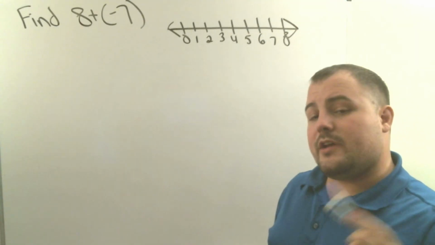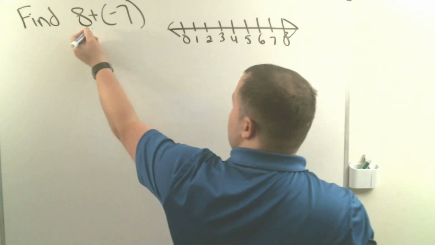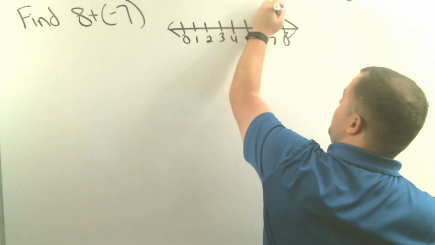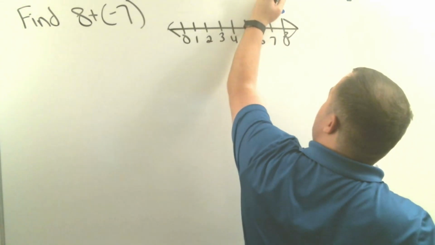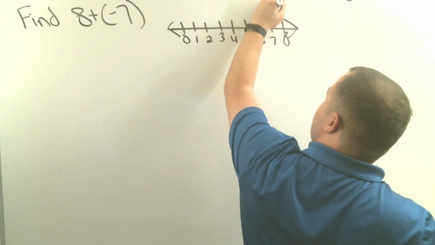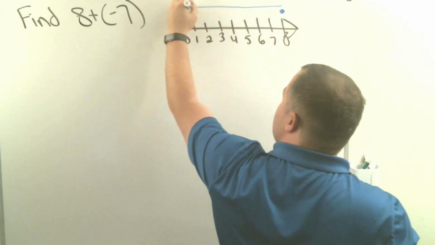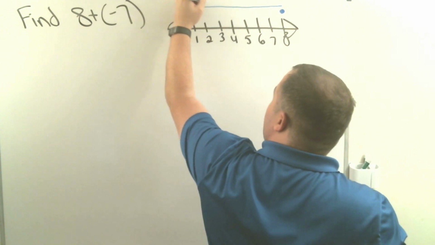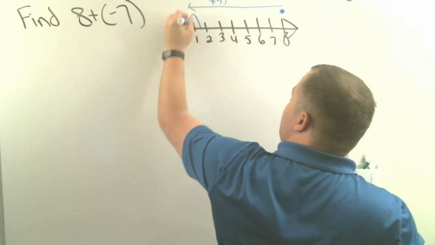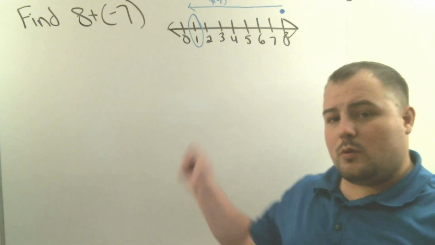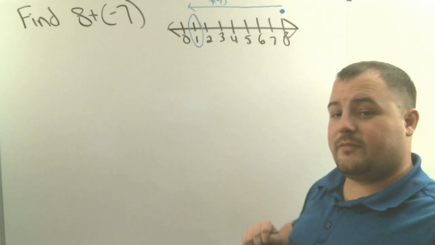In this example, we have 8 plus negative 7. So we would kind of do what we did in the previous one. We're going to start at 8 on a number line, put a point. This is where we're starting. But now we're going to add negative 7. So if we're adding negative 7, that's like going backwards by 7. So 1, 2, 3, 4, 5, 6, 7. So right here would be adding negative 7. So our answer should be a positive 1. We went 7 back. We started at positive 8 and we added negative 7. So we go 7 back.